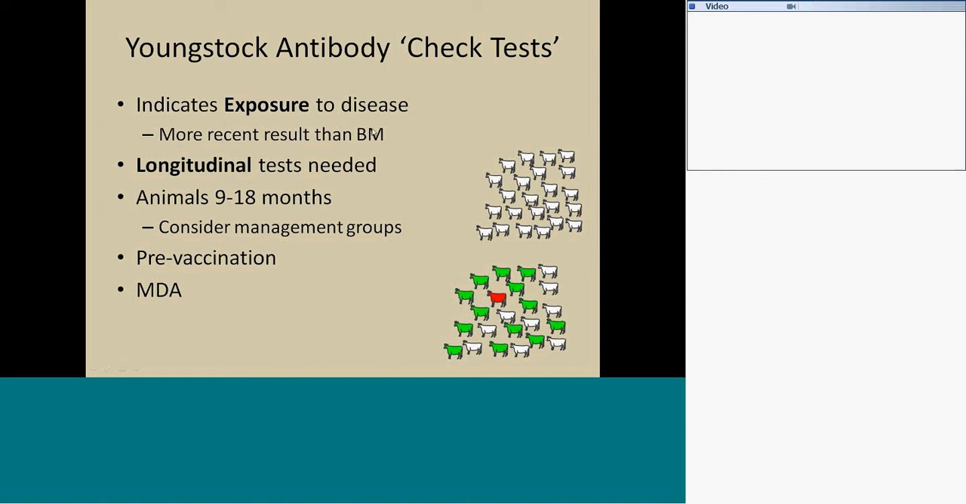So these young stock results give you a much more recent result than bulk milk antibody alone. Two things. Ideally, we want to catch them before you vaccinate them, so 9 months is ideal in most cases, and after the maternal antibodies, the colostral antibodies, have waned. By 9 months, most colostral antibodies will have gone, so if we test 9-month-old animals, it's almost a perfect time.